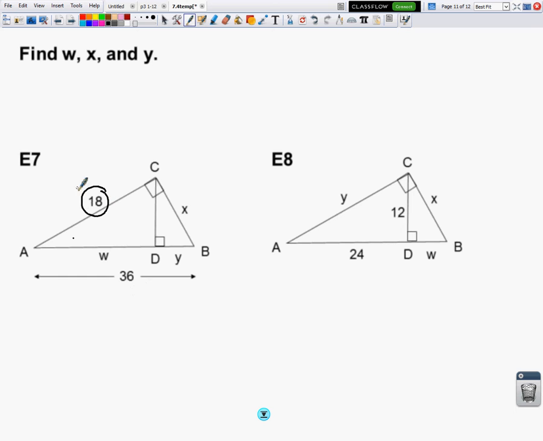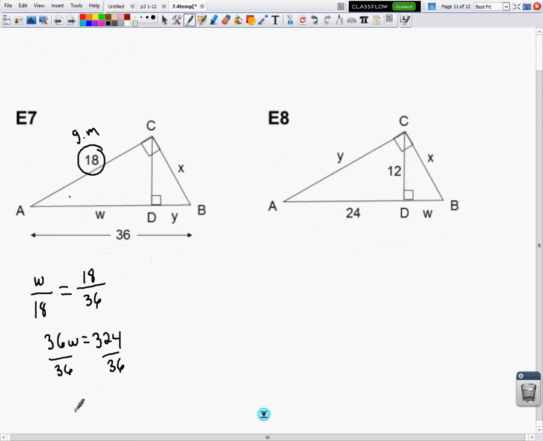What is 18 in this case? It's a geometric mean, which means this time instead of the variable being written twice, 18 is getting written what? Twice. What is it a geometric mean between? W and 36. And we're going to cross multiply. 36W is equal to 18 times 18, which is 324. And I divide both sides by 36. So W ends up being 9.